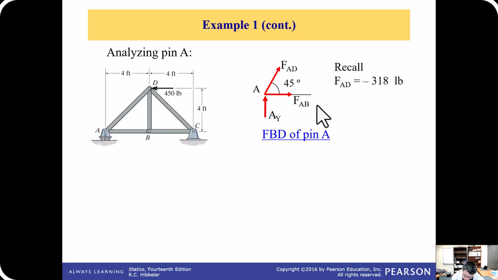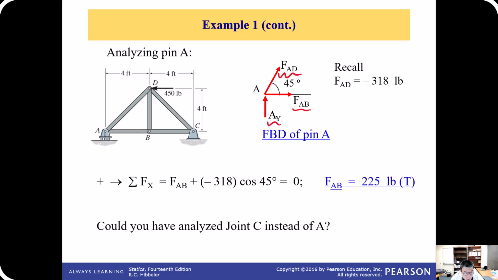And then FAD and FAB, they are already solved. The only thing unknown at point A is FAY. So for point A, FAD is already solved. We have two unknowns, FAB and FAY. We can use the equation sum of Fx equals 0, and we get FAB plus negative FAD times cosine 45 equals 0. And then we can solve FAB is 225, and FAB is in tension.